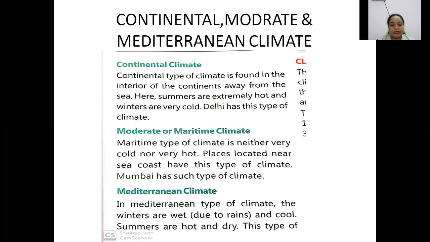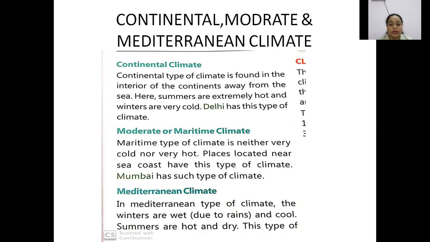Okay. The next is continental climate. What is continental climate? The continental type of climate is found in the interior of the continents, away from the sea. It has an extreme climate because there is no influence of the sea. Here summers are extremely hot and winters are very cold.